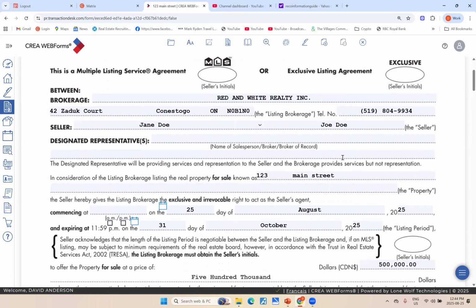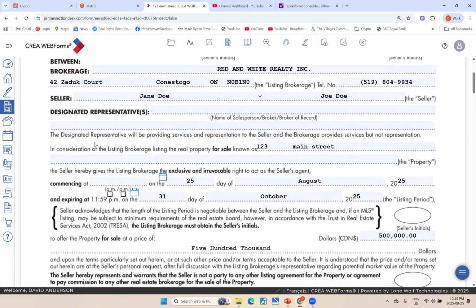Now, because we built this in the WebKit, it's already showing up. If it didn't, then you'd have to fill this in. Designated representative is your name. And it says the designated representative will be providing services and representation to the seller, and the brokerage provides services but not representation. So that's the differentiation: the designated rep is the one who's actually providing representation. It is in consideration of the listing for sale known as the street address here.